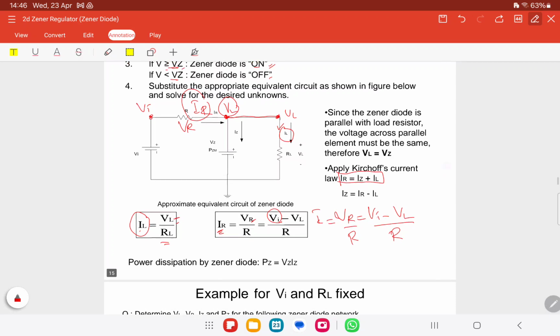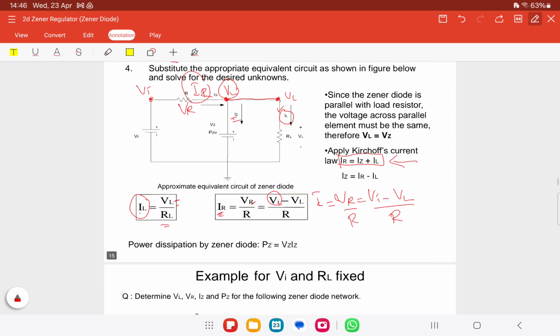Next, if we want to get the value of IZ, you can use this KCL. Sometimes dia ada bagi juga P, so you can use the P to get the V ataupun the Z juga. Ataupun if the question suruh cari P, then you darab je lah V and the Z. Okay.